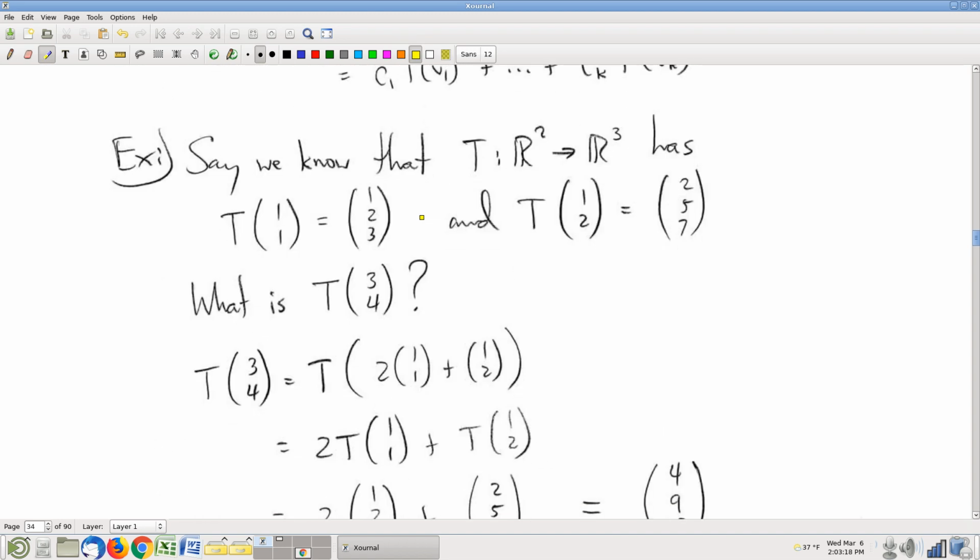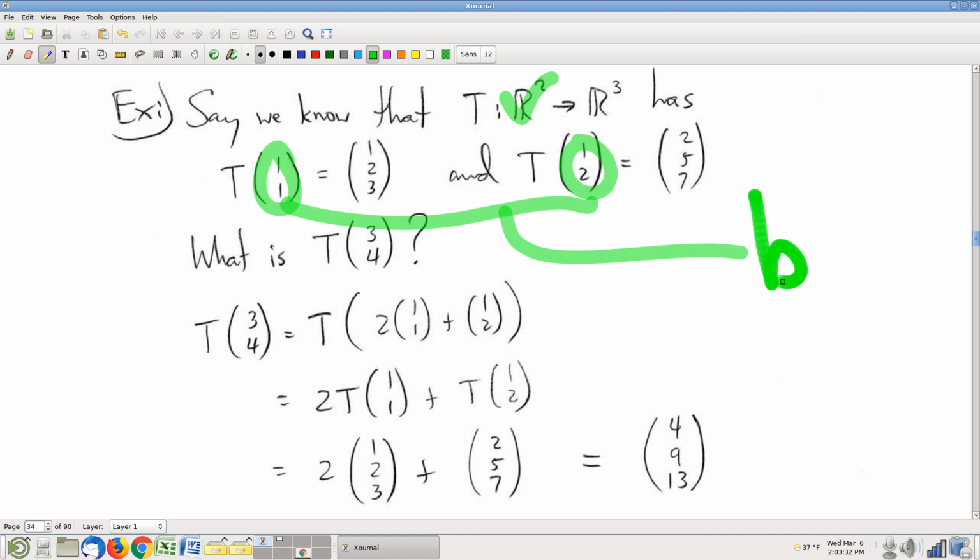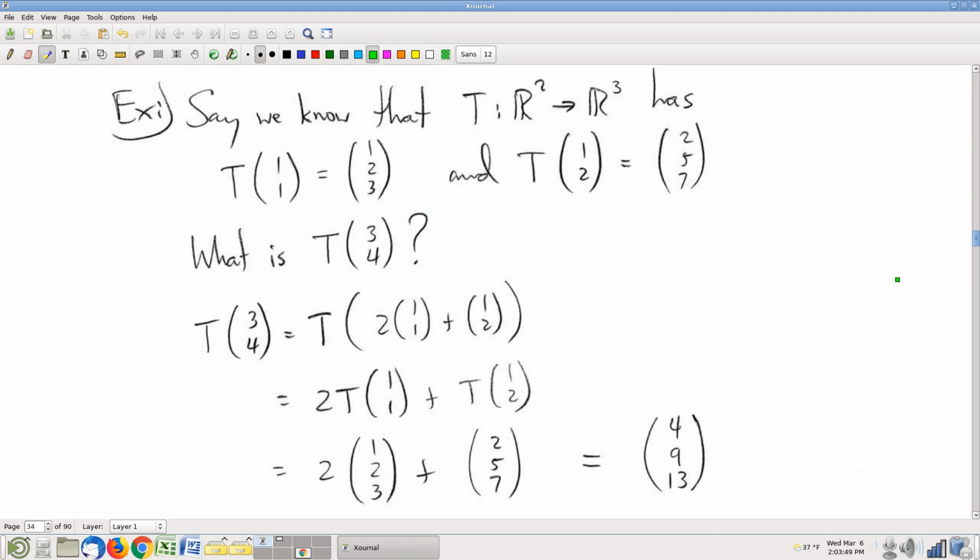Okay, quick example, get our hands dirty. Here is a couple of vectors in the domain R2. We've got some linear transformation from R2 to R3. Notice that these are a basis. So simply by knowing those images, just those two images, I can tell you the value of T at any other vector. And for example, how am I going to find T of (3, 4)? Well, (3, 4) is a linear combination of these basis vectors.